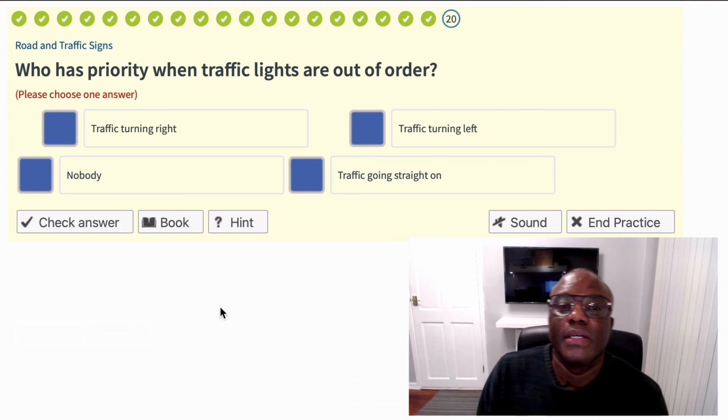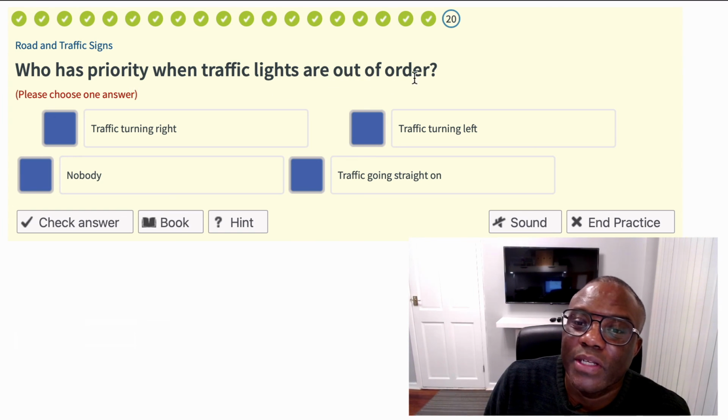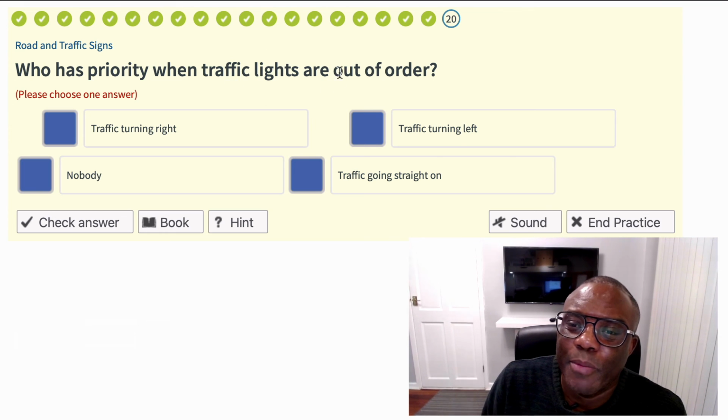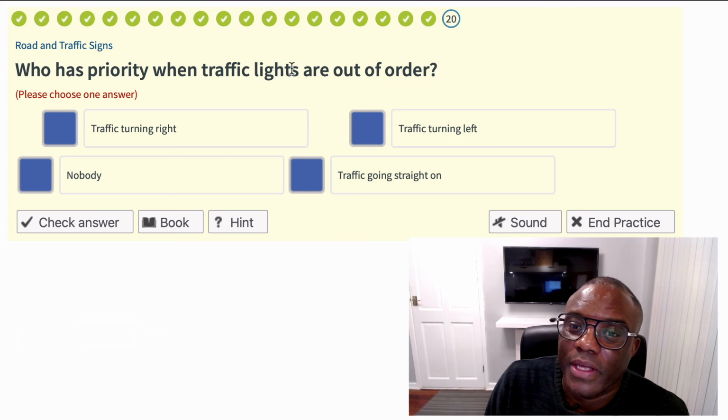And the last one, who has priority when traffic lights are out of order? So if the traffic lights aren't working, who's got priority? You've got to think about the safety factor. No one's got priority if the lights aren't working. You just have to go with caution. So we're looking for something along the lines of no one has priority, to be honest.